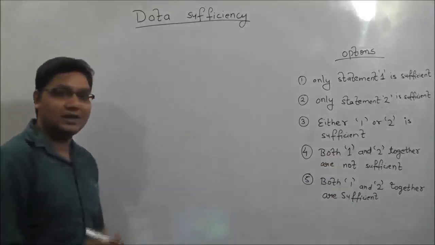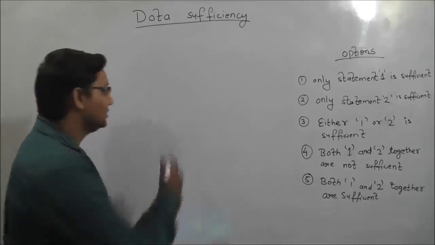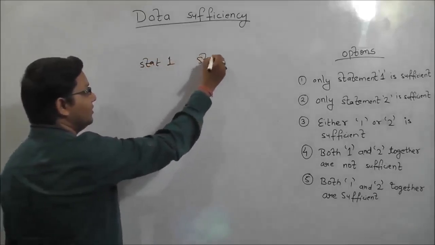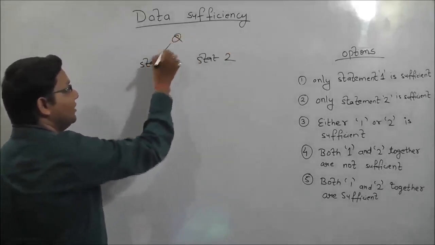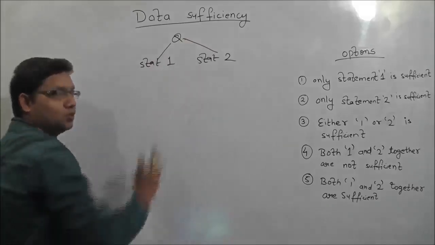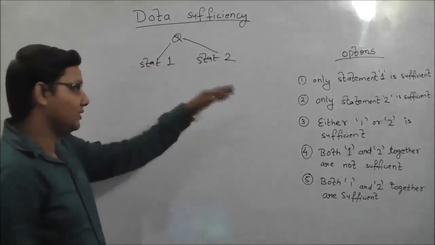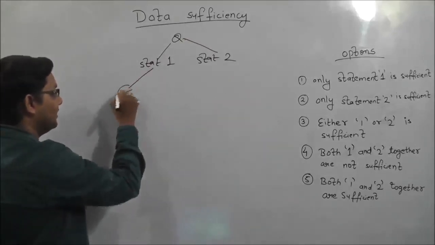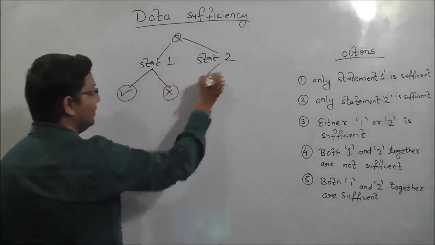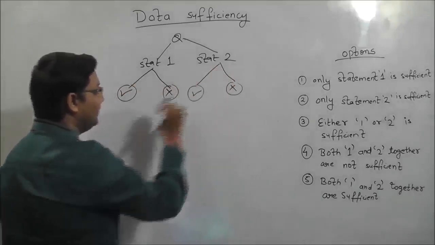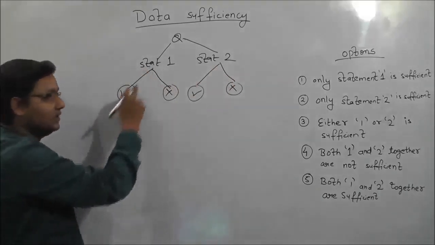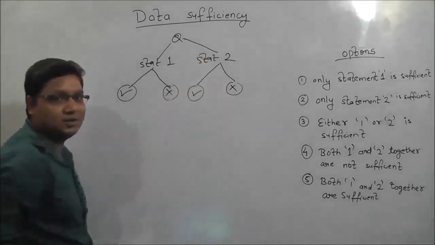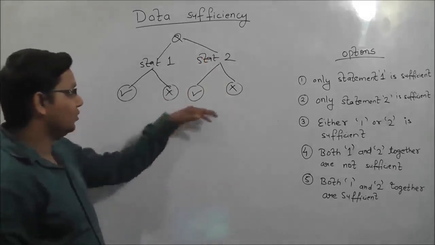Now let's understand the basics of data sufficiency. Suppose there are two statements, statement 1 and statement 2, and one question is asked. We have to decide which will give the answer, and we will see which option is correct. To understand the basics, this statement can be correct or this statement can be wrong. It means this statement alone can give the answer, or this statement alone cannot give the answer. Statement 2 alone can give the answer, or statement 2 alone cannot give the answer. This is the meaning of this diagram.